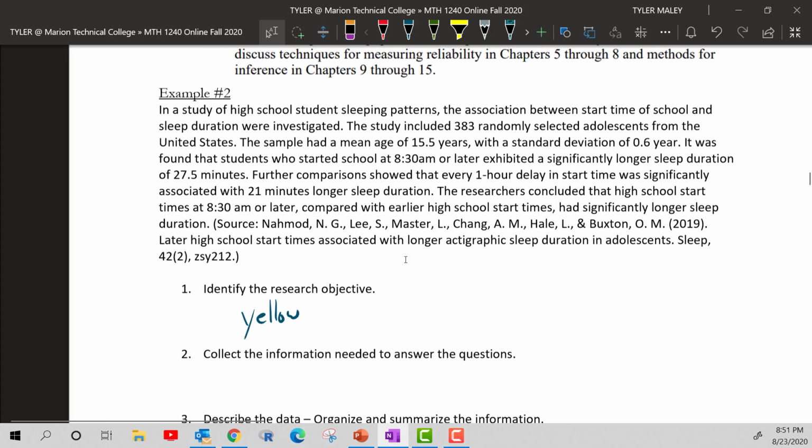Right. So identify the research objective. That is basically this part. So I have to determine the association between start time of school and sleep duration. Right. So what's in yellow is the research objective.